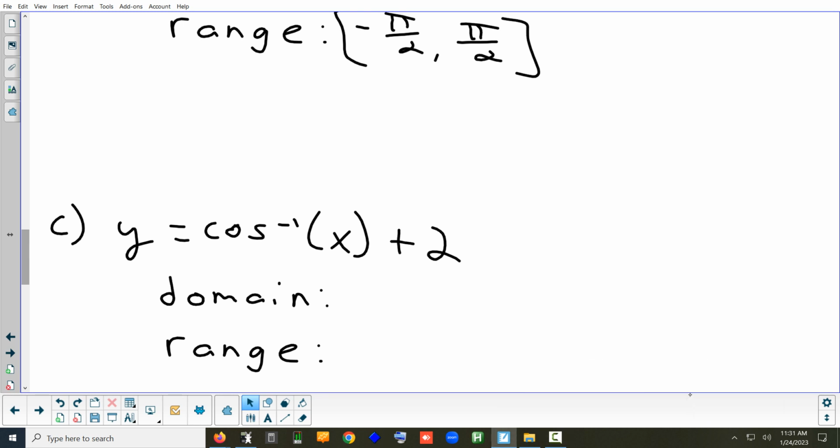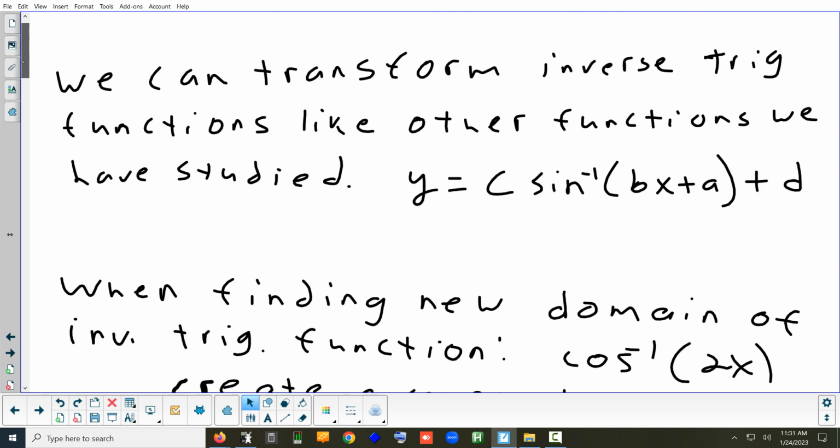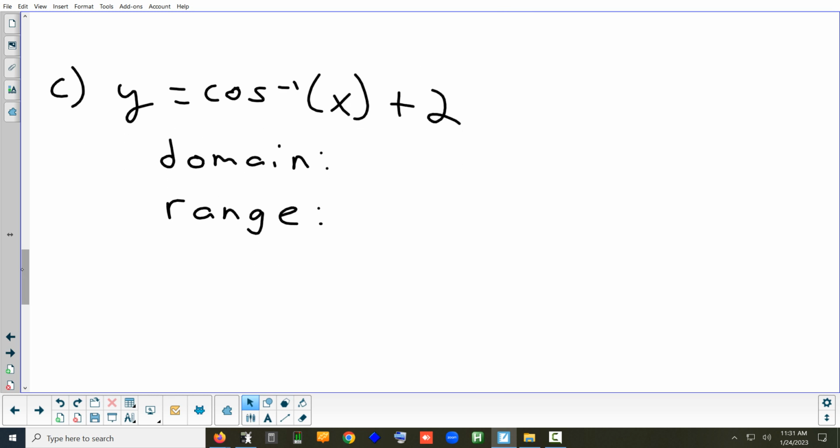So what's that plus 2 going to do? Vertical shift, which is going to affect the range. So the domain stays the same. What is the domain? Because it's a plus 2 at the end, since it's a vertical shift, that's going to affect y, which is your range. Okay. What's the domain for inverse cosine? Negative 1, 1. Yep. The domain of the inverse is the range of the original, which is negative 1 to 1.